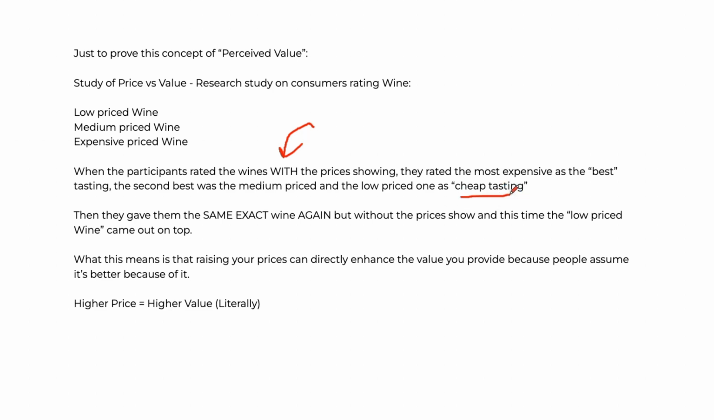And then when they flipped it, they gave them the exact same wines again, but without the prices showing. In fact, what ended up happening was that the low priced wine, the cheap tasting wine, came out on top. And so what that means is that just by raising your prices, you can directly enhance the value that you are providing because the people assume that it has to be better because the price is higher. And so higher price equals higher value, literally. And that is very interesting to think about.